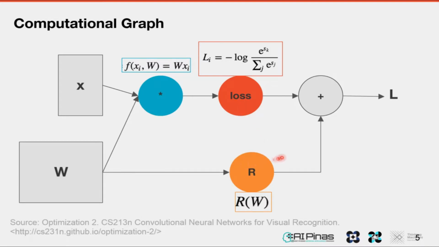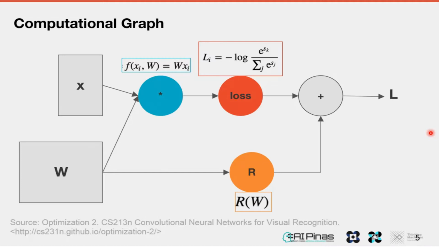We have a node here that computes the cross-entropy loss, and the bottom node computes the regularization term. At the end of our computation, we take the sum of our cross-entropy loss and regularization term to get the total loss. Now, using this whole diagram, we can compute the gradient with respect to every variable in the graph.